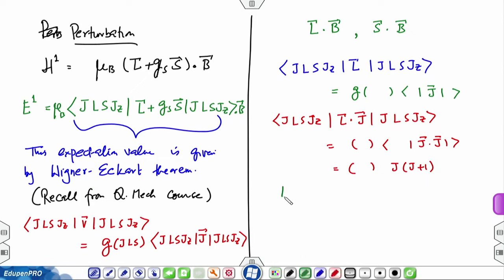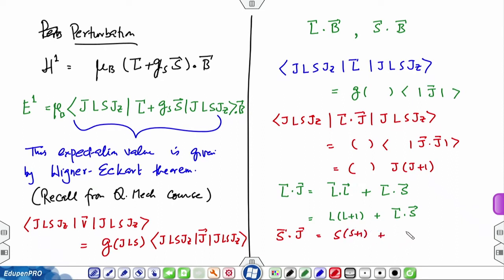Now, L dot J is equal to L dot L plus L dot S. So, this gives me the expectation value for L dot L, because total angular momentum is a good quantum number, is L, L plus 1 plus L dot S. Similarly, I can do the same calculation for S, and I am going to get S dot J is equal to S, S plus 1 plus L dot S, and this will give me the value of that G that I had in front of the Wigner-Eckart theorem. So, let us do that now.